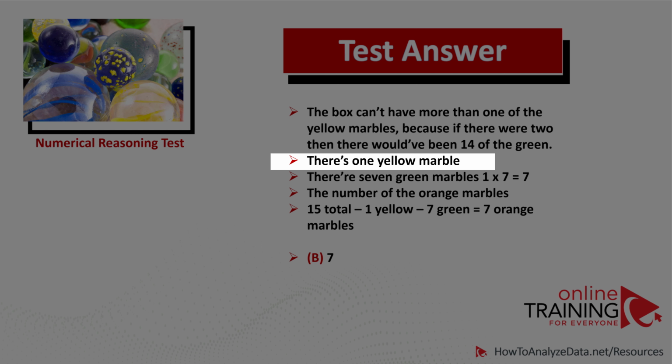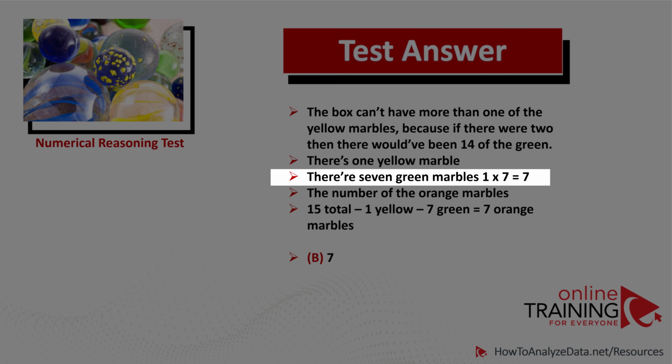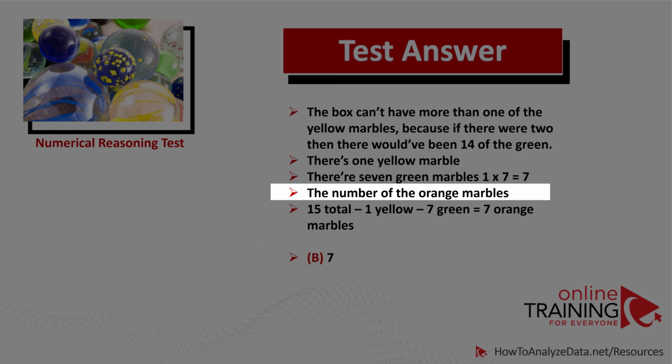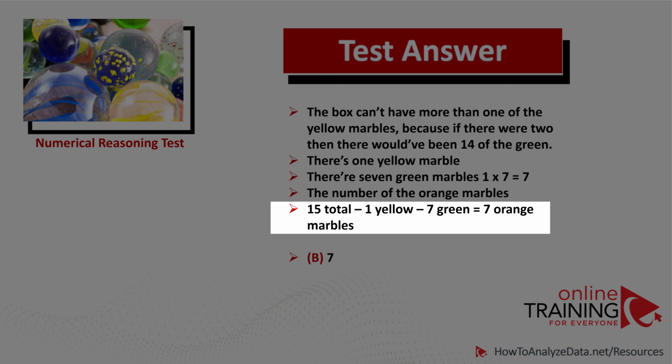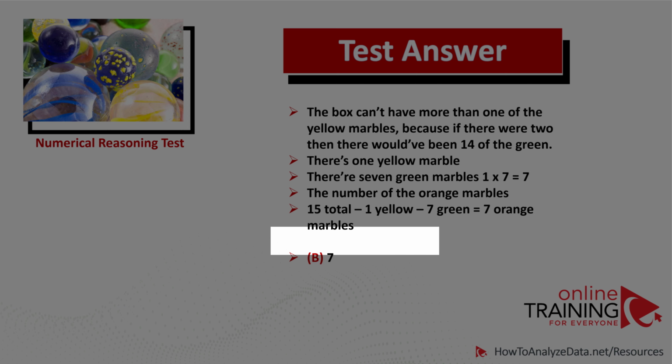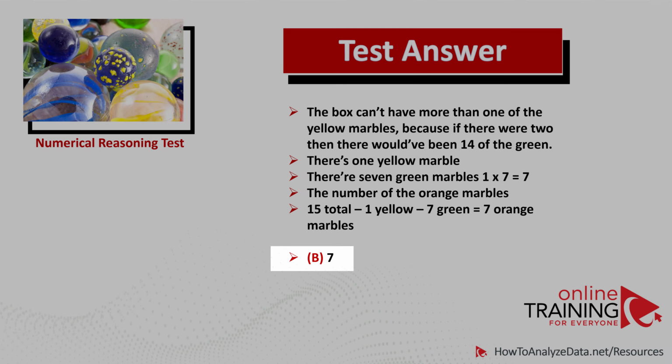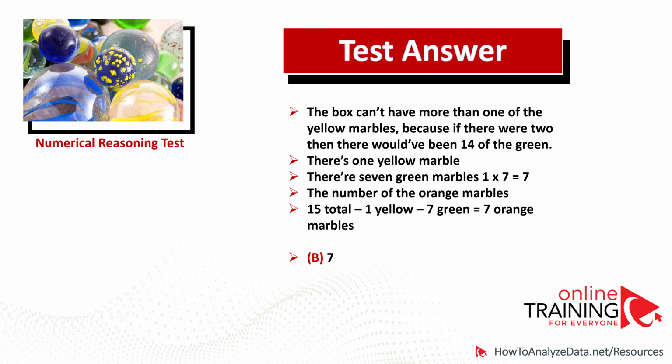So if there is only 1 yellow marble, then there are 7 green marbles, because there are 7 times more green marbles than yellow. And the number of orange marbles is then calculated as 15, which is the total number of marbles, minus 1 yellow marble, minus 7 green marbles, which would be equal to 7 orange marbles. 7 orange plus 7 green plus 1 yellow would total 15. So the correct answer here is choice B, 7. Hopefully you've got this question and understand how to solve these types of problems on the test.